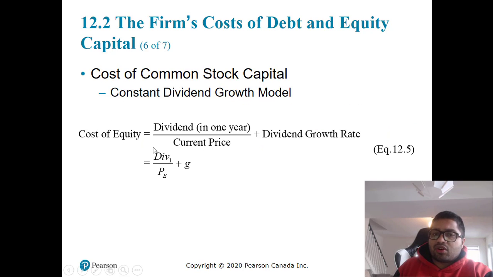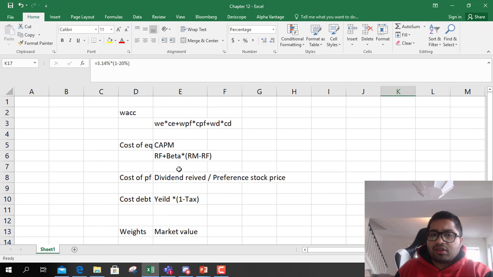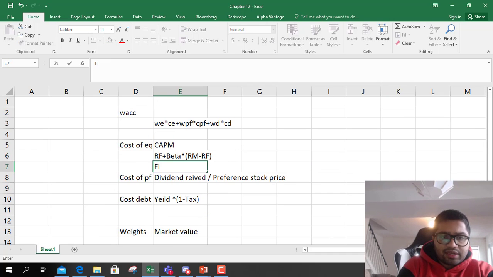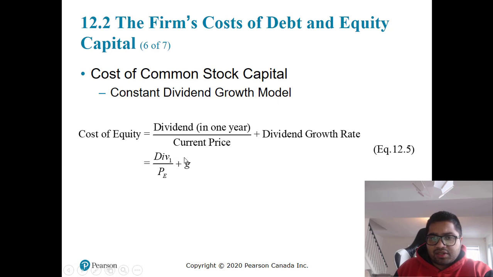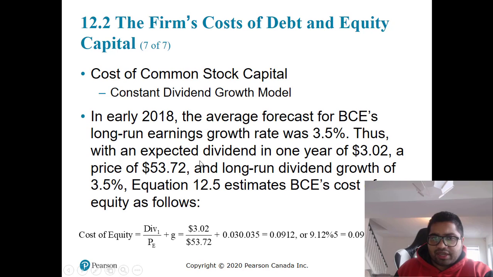Other way to find out cost of equity is the dividend constant growth model that we discussed in equity. It is the dividend that you will receive in 1 year divided by the current price, that is the forward dividend yield, plus the growth rate. So one other way to find out cost of equity is D1 divided by the current price, plus g, the growth rate in dividend. So you can use either this formula or the CAPM formula. Mostly this one is used.